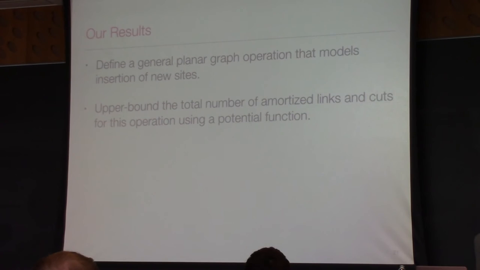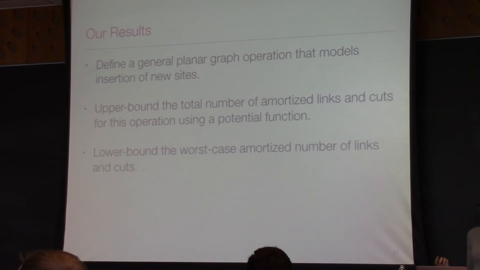So we upper bound the total number of amortized links and cuts for this particular planar graph operation, and we use a potential function to do this. And then we also come up with a lower bound for the worst case amortized number of links and cuts. But getting at the question earlier, this is for this general planar graph operation, not necessarily realizable by a set of points, at least not that we know of. And I'll just show that to you.